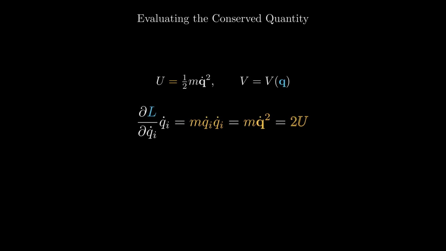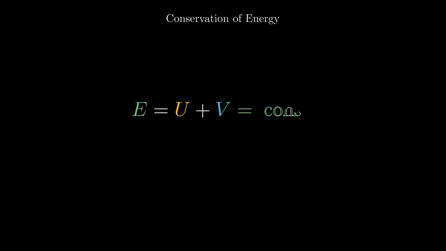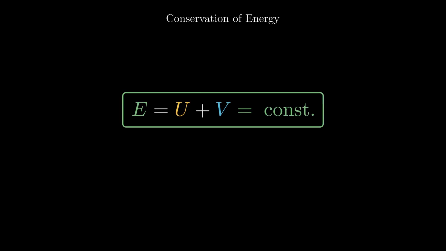Now, once again looking at our expression for L, let's analyze this term in our conservation law. It reduces to this, just twice the kinetic energy. Now let's substitute everything into our equation for E. It reduces to just kinetic energy plus potential energy. Clearly E is just the total energy of the system, so energy must be conserved.